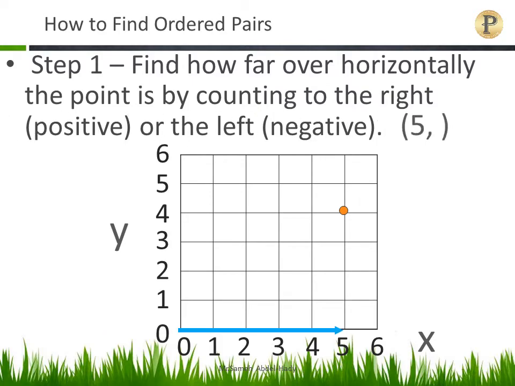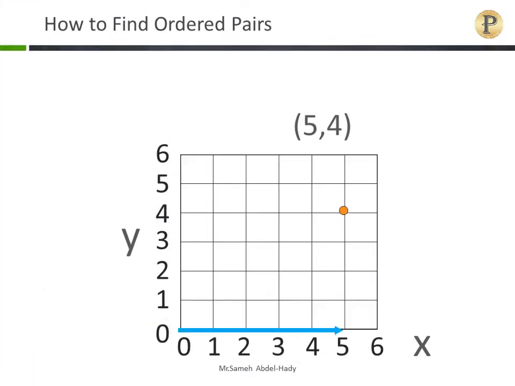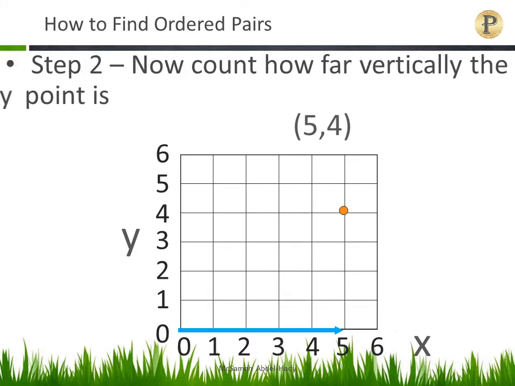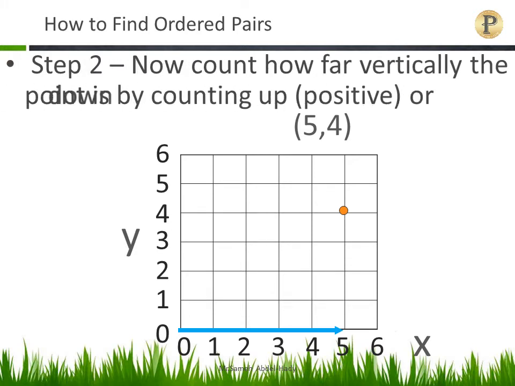Alright. Step 2. Now count how far vertically the point is by counting up. You see we have to move 4 steps. So the ordered pair of the point is 5 and 4.